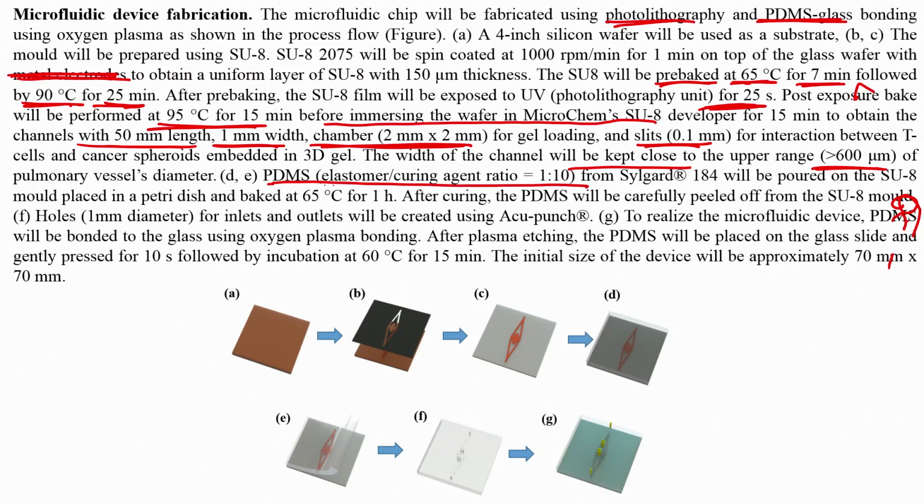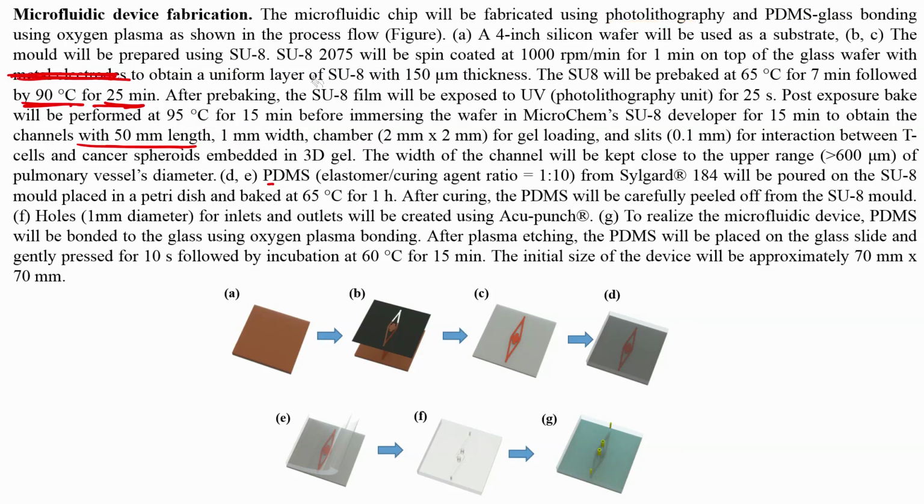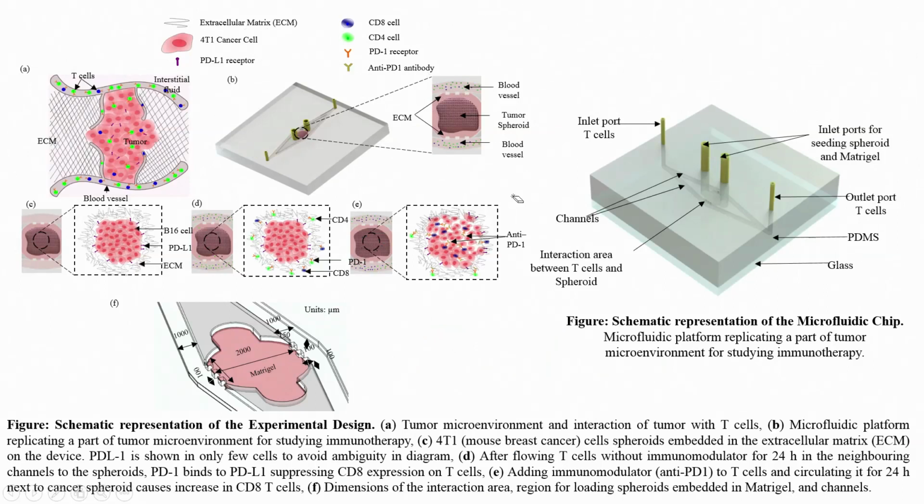PDMS elastomer ratio is 1:10, we know it. After covering PDMS, it will be peeled off. To realize the device, PDMS will be bonded to glass, and of course, before that we have to create the holes using acupunch. So, once the device is ready, we have to perform experiments like we were discussing.